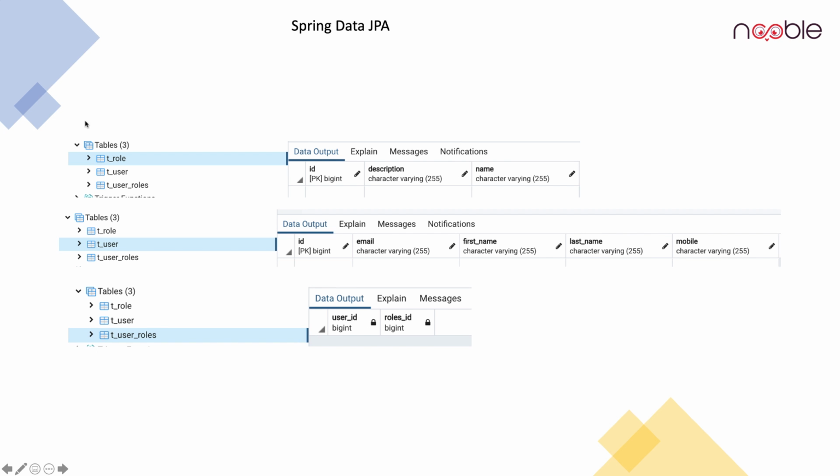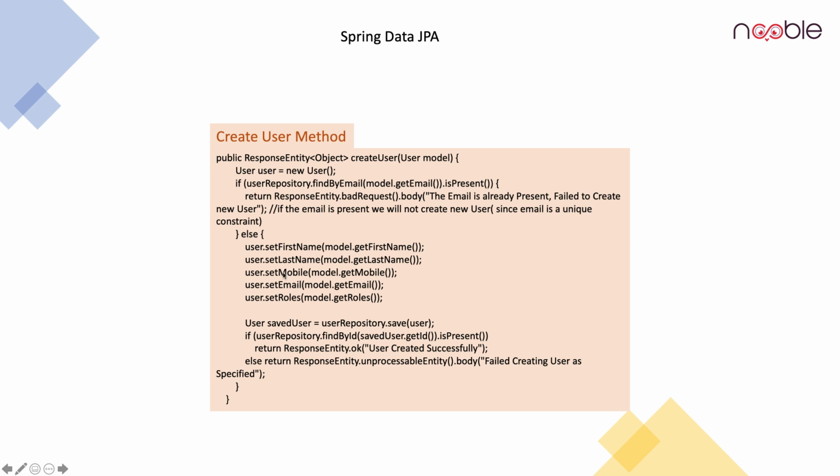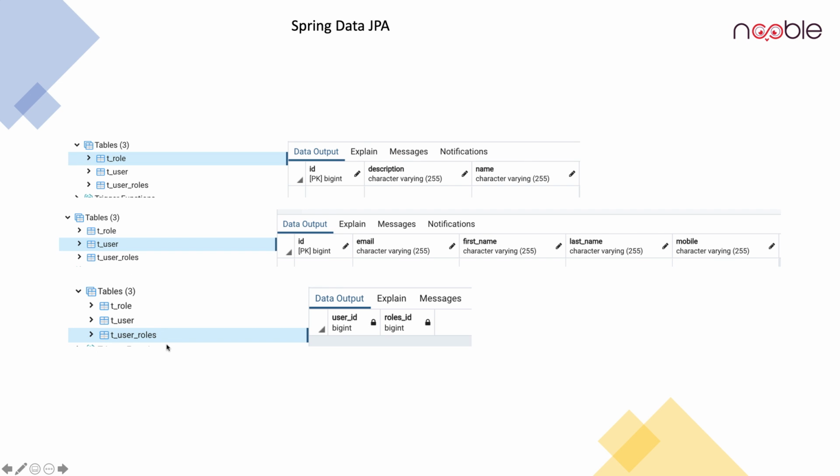Now by default we can see how the tables are created by Hibernate. We have the role table as expected, the same thing with user, and when it comes to t_user_roles, this is the mapping table created by Hibernate. In t_user_roles you can see the user_ID, which refers to the ID here, and roles_ID, which refers to the ID in the roles table, and the user refers to the primary key in the user table.